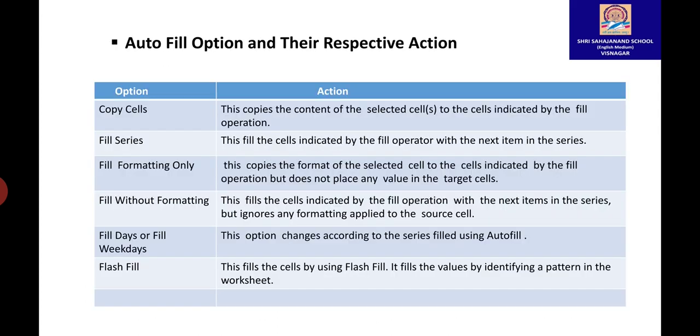Here is a table of autofill options and their respective actions. Copy cell. This copies the content of the selected cell to the cells indicated by the fill operation. Fill series. This fills the cells indicated by the fill operation with the next item in the series. Fill formatting only. This copies the format of the selected cell to the cells indicated by the fill operation but does not place any value in the target cells. Fill without formatting. This fills the cells indicated by the fill operation with the next item in the series but ignores any formatting applied to the source cells.